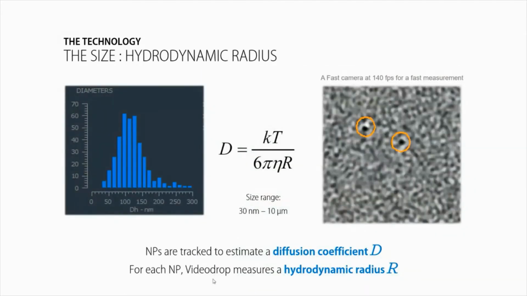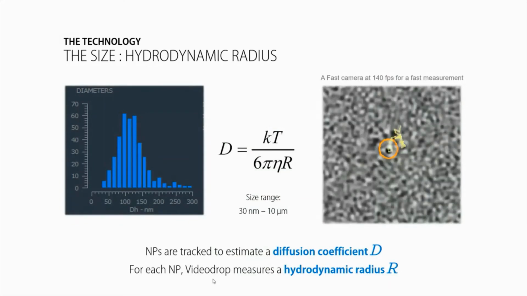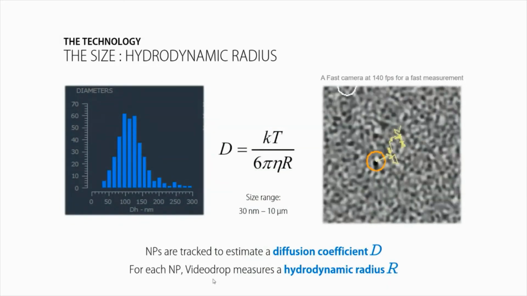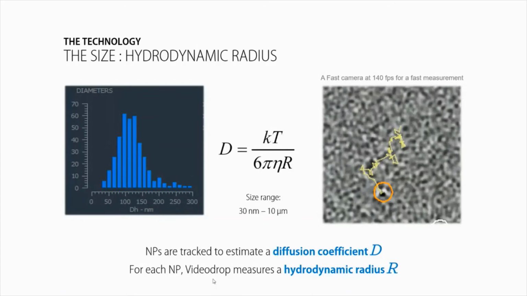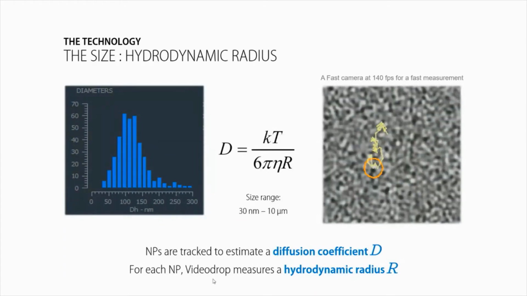The system allows to measure the size, providing the hydrodynamic radius thanks to the Stokes-Einstein equation. EVs, or nanoparticles, are tracked to estimate a diffusion coefficient D, and then we can determine for each nanoparticle a hydrodynamic radius. In the video, you can see particles the VideoDrop has been able to track. In green, you can see the displacement of the nanoparticle, and in orange, it confirms that the particles have been actually tracked.